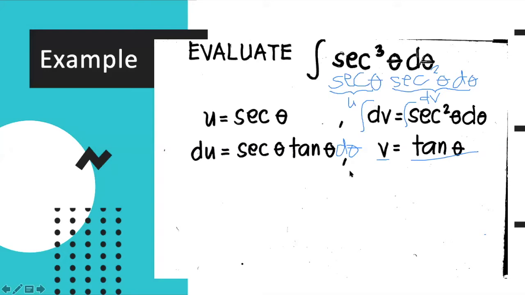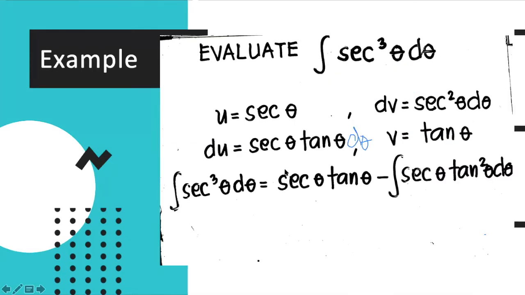Now that we have the values, we go to the formula. You plug in these values to the formula. The formula is u v minus integral of v times du. What is our u? Secant theta, so you plug in here. And what is your v? v is tangent theta, so you put it in here. So you have the product secant theta tangent theta as your first term, minus the integral of v times du.